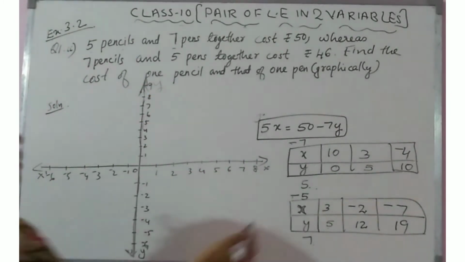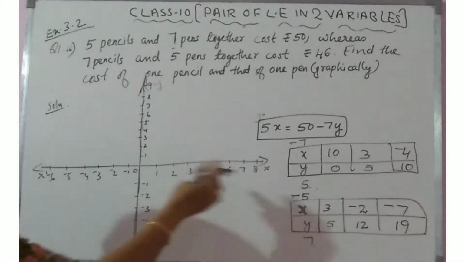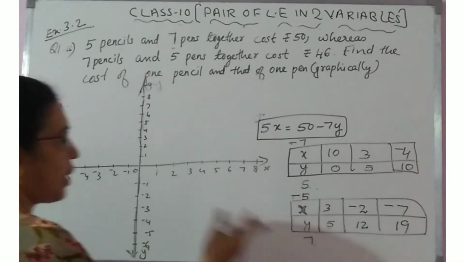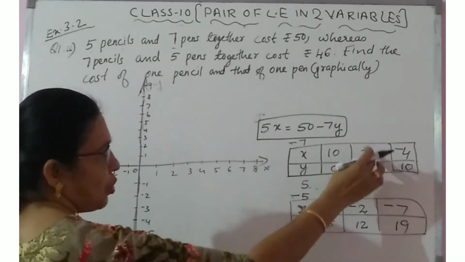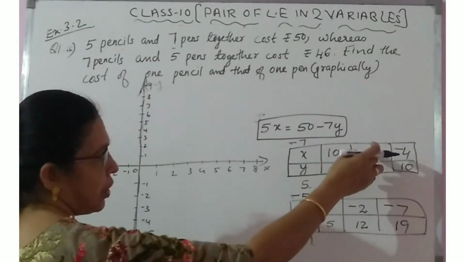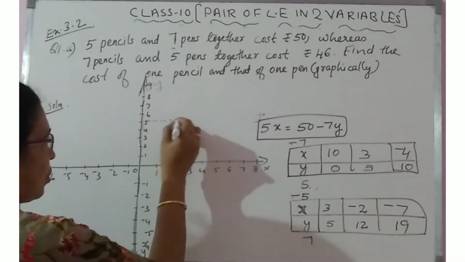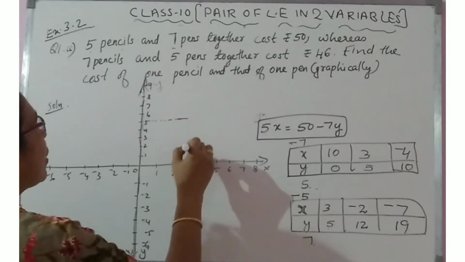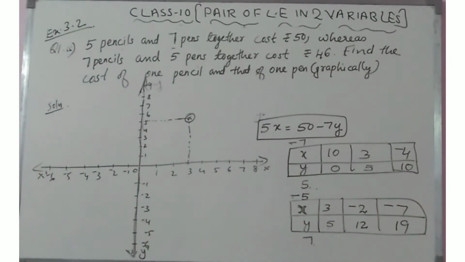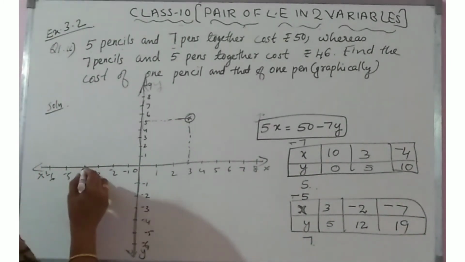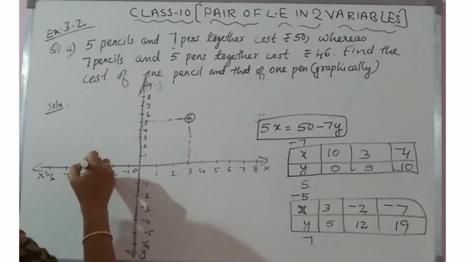Now I am going to plot the first value. It is 10, 0. So 10 is not there in my graph. When you are drawing on graph paper, you will be able to do it. But here I am going to the second solution. Two solutions also you can draw the graph. 3 and 5. So 3 here, 5 here. Then just draw a line. Then minus 4 and 10. So minus 4 here and 10 here.